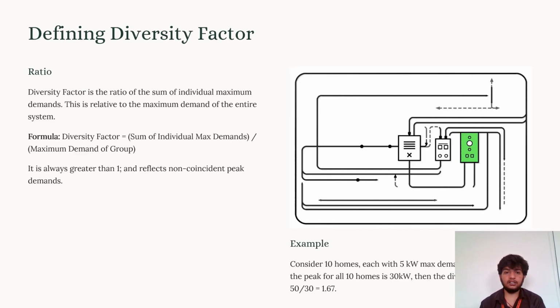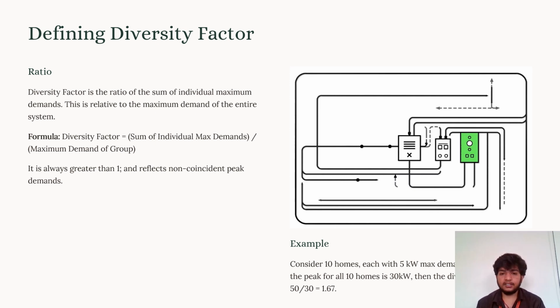Next one is defining the diversity factor. What is meant by diversity factor? We will see. Diversity factor is the ratio of the sum of individual maximum demands relative to the maximum demand of the entire system. We may use the formula: diversity factor equals the sum of individual maximum demands divided by the maximum demand of the group. It is always greater than 1 and reflects non-coincident peak demands.